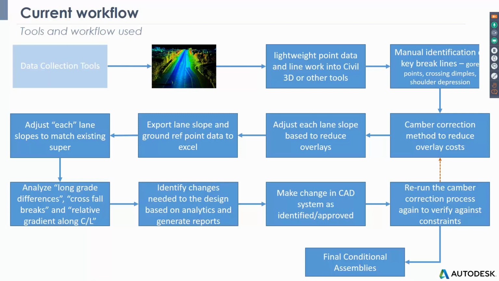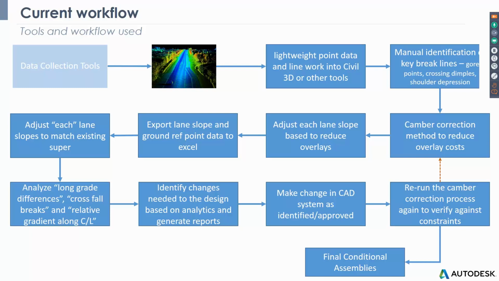If you see the workflow today, like most of the tools in the industry, for rehab projects you use a variety of data collection methods, both traditional survey as well as ReCap, and you convert those data into lightweight point data and line work, whichever way you captured your data. You manually identify the key baselines for various aspects of your existing road infrastructure, and then you do camber correction or cross slope correction for each lane on the left and right sides.